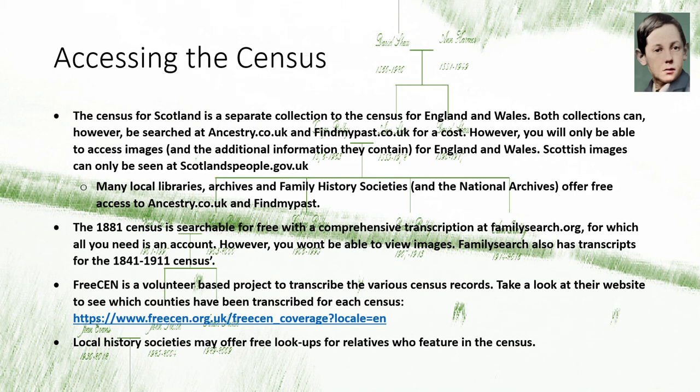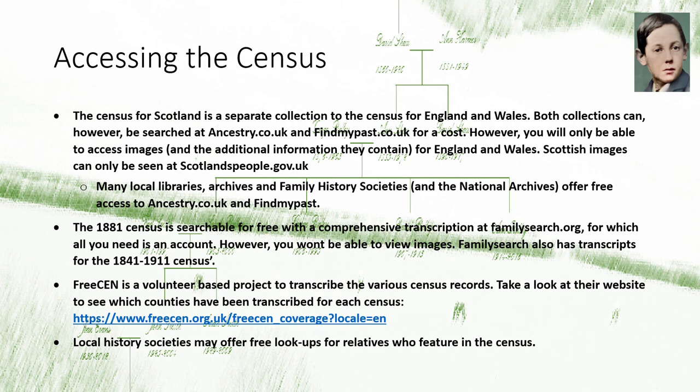The 1881 census is searchable for free with a comprehensive transcription at familysearch.org. All you need for that is a free account. However, you won't be able to view the original images. FamilySearch also has transcripts for the other censuses, but again, if you can't see the image, there's additional information that you may miss out on, which isn't always recorded.